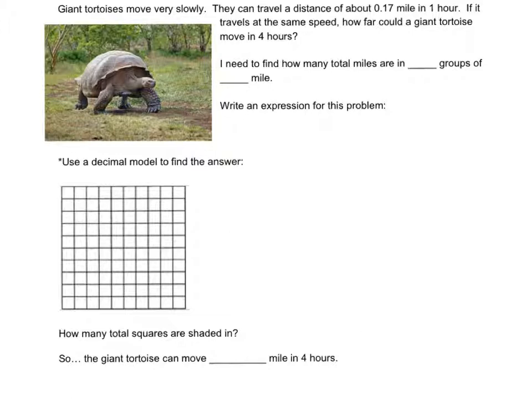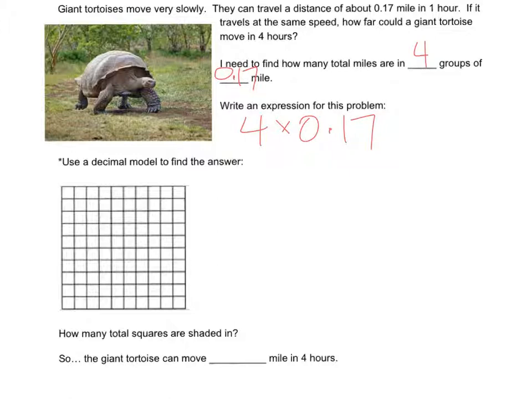The first thing that we need to find out is how many miles we have in 4 groups of 17/100ths of a mile. Okay, the expression for this problem is going to be 4 times 17/100ths, and we are going to be using a decimal model to find the answer.